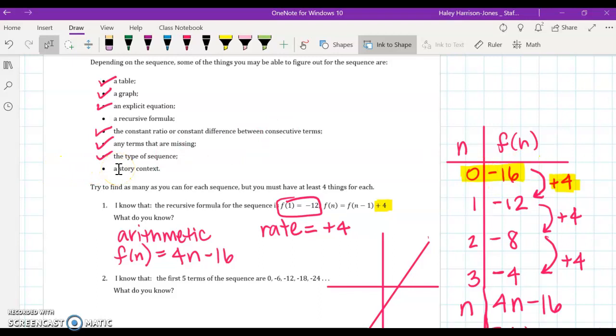The last option on here is to write a story context. So we could think of some situation where this function might apply. For example, I could write, I loaned my friend $16. And they pay me back $4 each day. This equation represents the amount of money still owed.